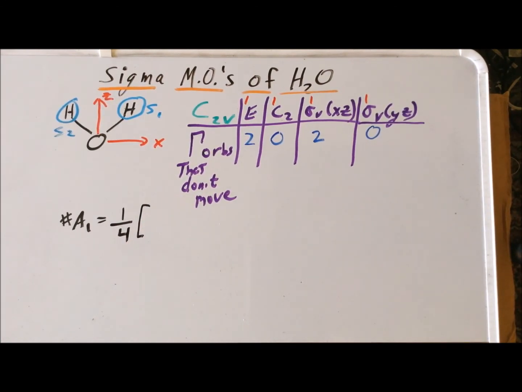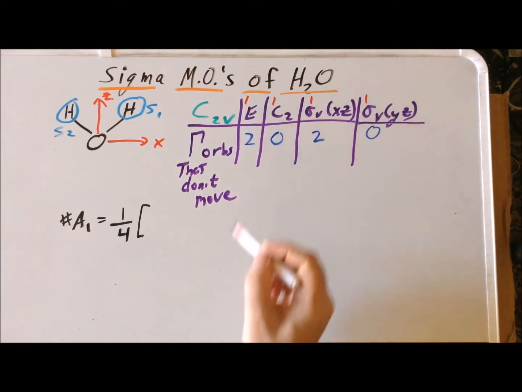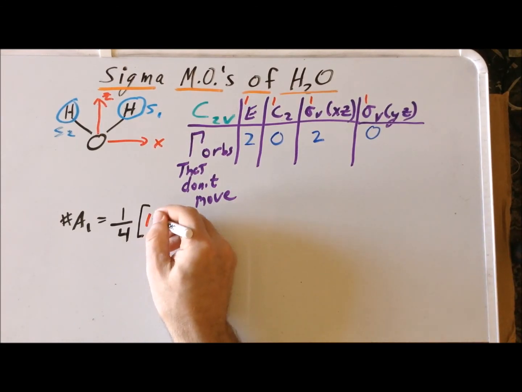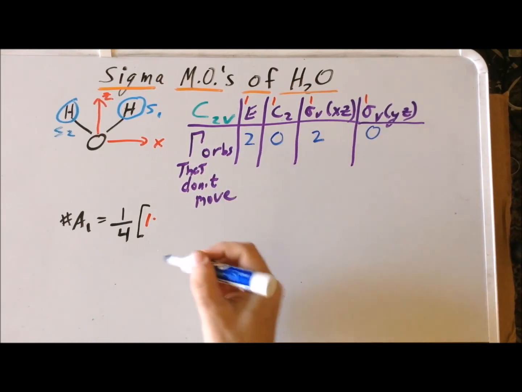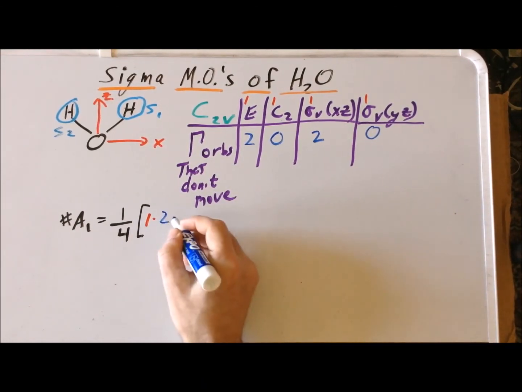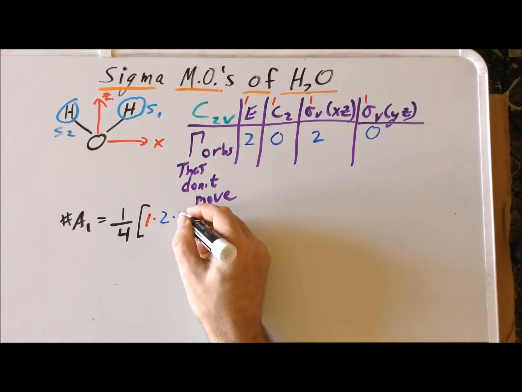Then, for each of the classes in the point group, we first have the factor, the number of operations in the class, which is 1. Next, we have the character from the reducible representation, which is a 2, which we're denoting in blue. And the third factor is the character from the character table for the irreducible representation A1. And that character is a 1.